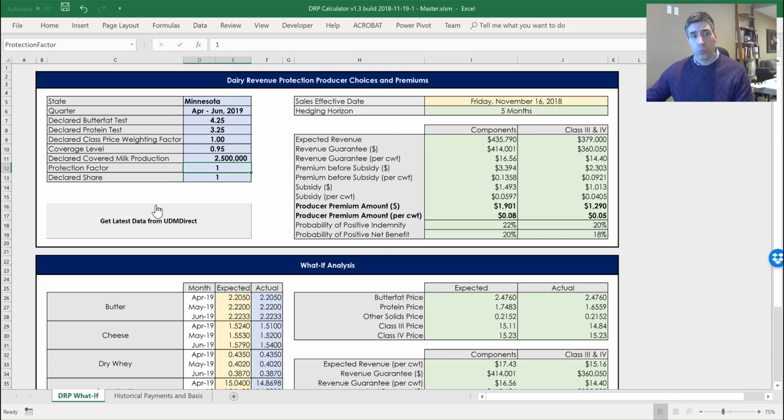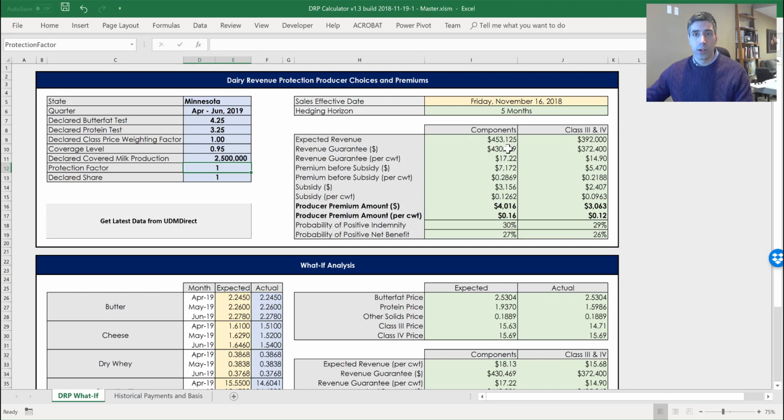Okay, when you click this button here, get latest data from UDM Direct, what Excel will do, it will go online and grab the most recent data from the University of Minnesota cloud platform that this file is linked into. So on a daily basis, you'll be able to download the latest premiums from our cloud. And let's take a look at some numbers.